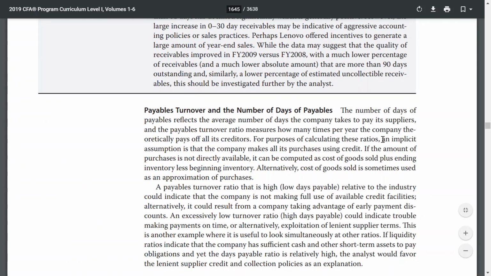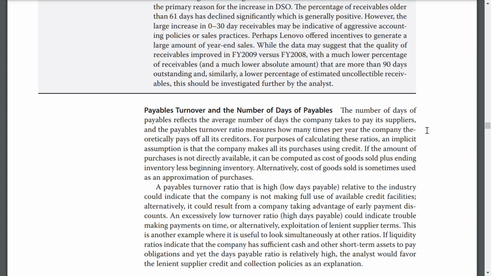Payable turnover and the number of days of payables. The number of days of payables reflects the average number of days a company takes to pay its suppliers, and payables turnover ratios measure how many times per year the company theoretically pays off its creditors. For purposes of calculating these ratios, an implicit assumption is that the company makes all its purchases using credit.